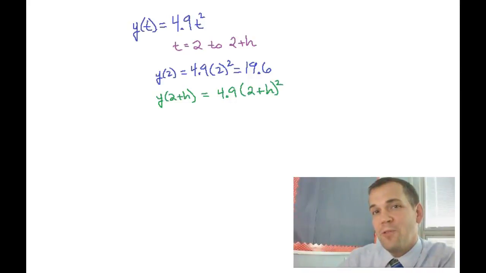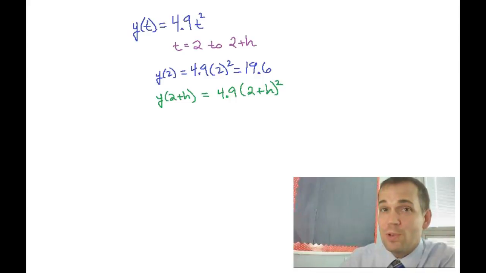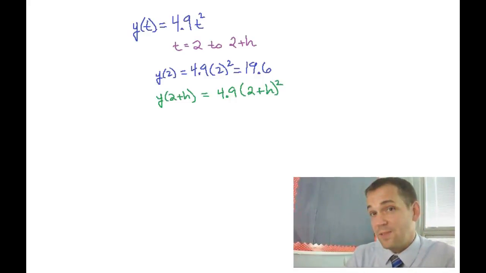We're going to try to find the average rate of change of the function 4.9t squared as t goes from 2 to 2 plus h. And it's the same steps. We're going to take those given x values, or I guess in this case they're t values, plug them into the function to find the corresponding y values, and then find the slope. It's still a slope problem.